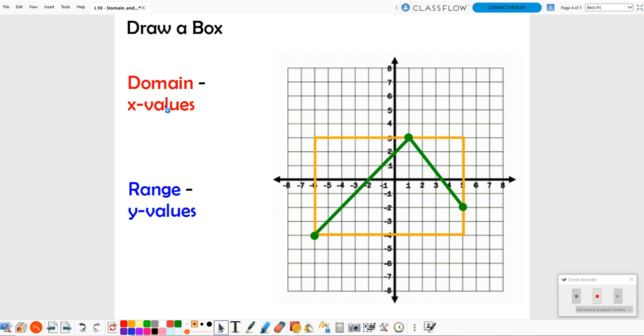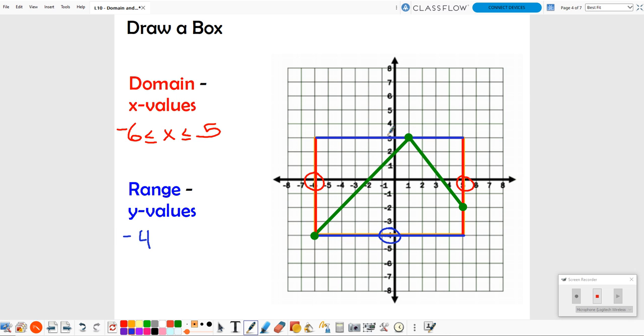And then your domain, again, goes, oopsie, left and right. So our domain goes from -6 all the way to +5, and it's all the x values in between that. And then our range is our y values. So your lowest range value down here, -4. Your highest range value is up here at +3. And again, all the y values in between.